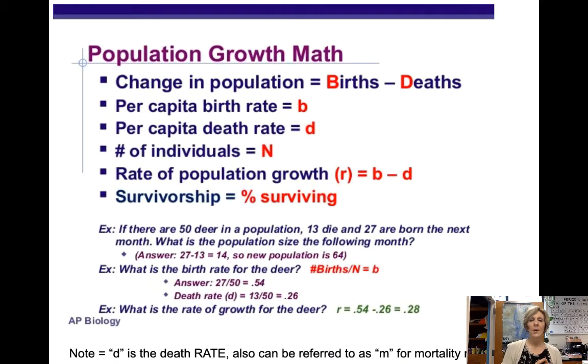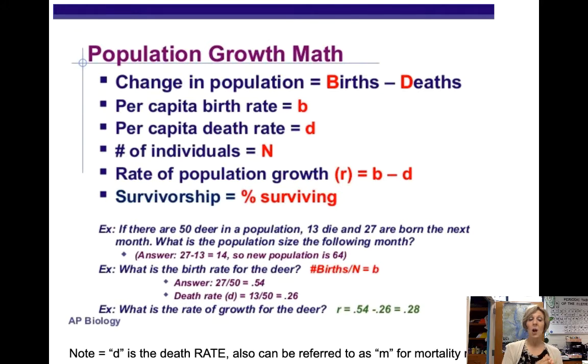So remember, as far as the symbols that are used in these equations, capital B is births and lowercase b is per capita birth rate. So that is the birth rate. Capital D is deaths, and lowercase d is the death rate. N is usually the number of individuals, right? One of the things we just talked about is the rate of the population growth, which is r, is the birth rate minus the death rate.